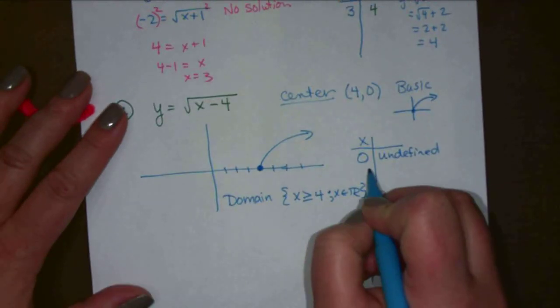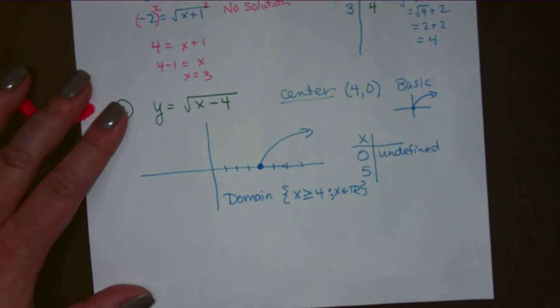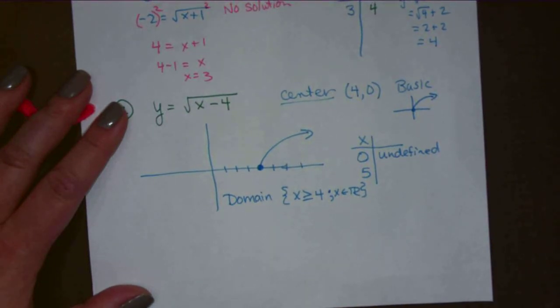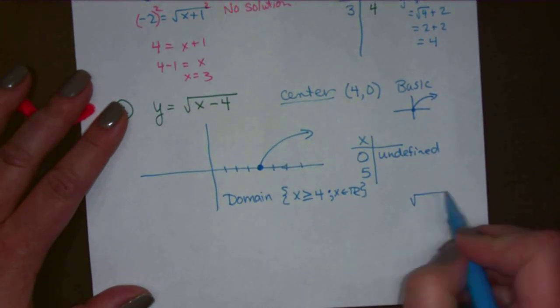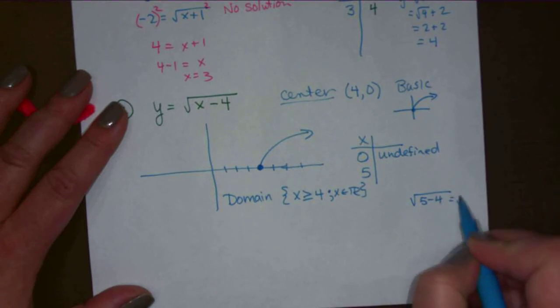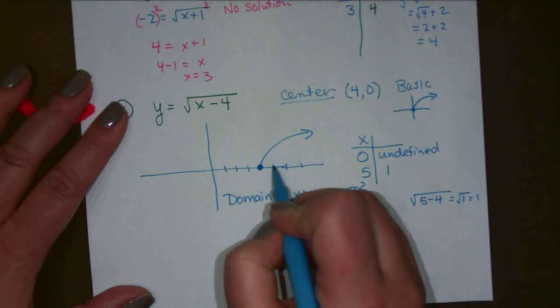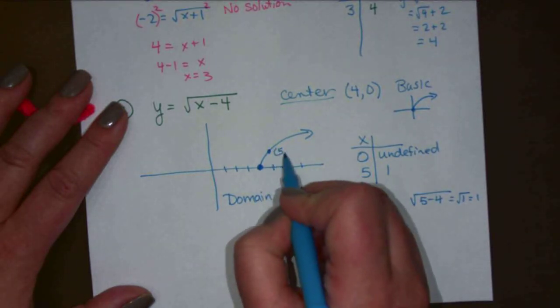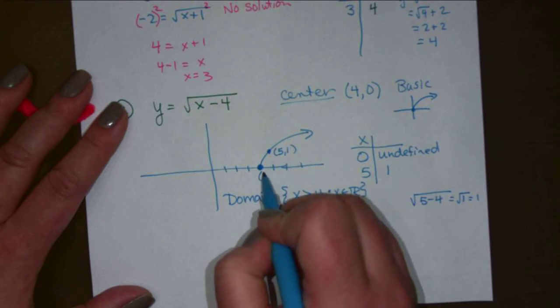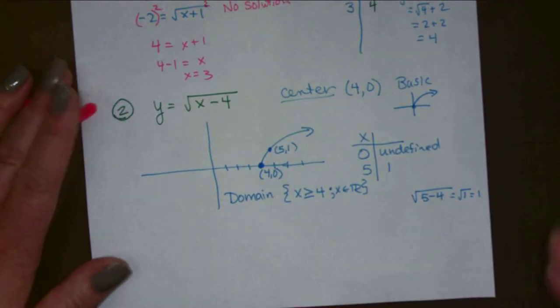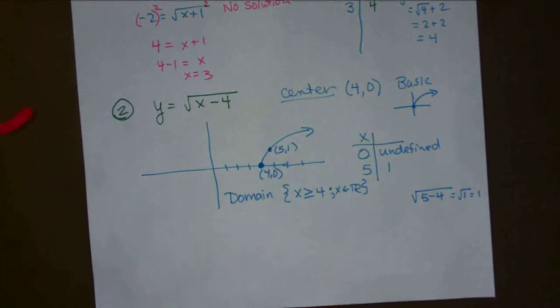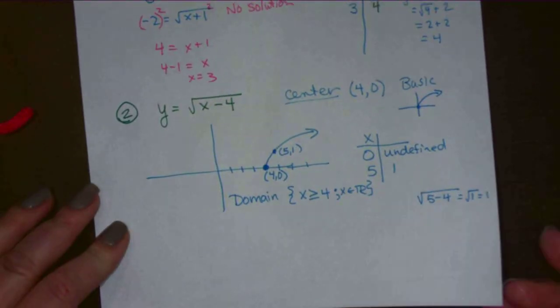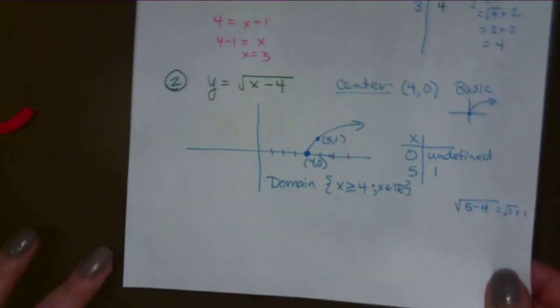But we could plug in a 5, for example. What would we get? 1, because we'd have square root of 5 minus 4, which is square root of 1, which is 1. So there is a point (5, 1). Not necessary to put it on, because we're really looking for that basic graph starting in the right spot and going through the intercepts in the right place. That's what we're looking for. So if it doesn't cross any intercepts or any axis, then we don't need to show those intercepts, of course. Okay? All right, let's do another.